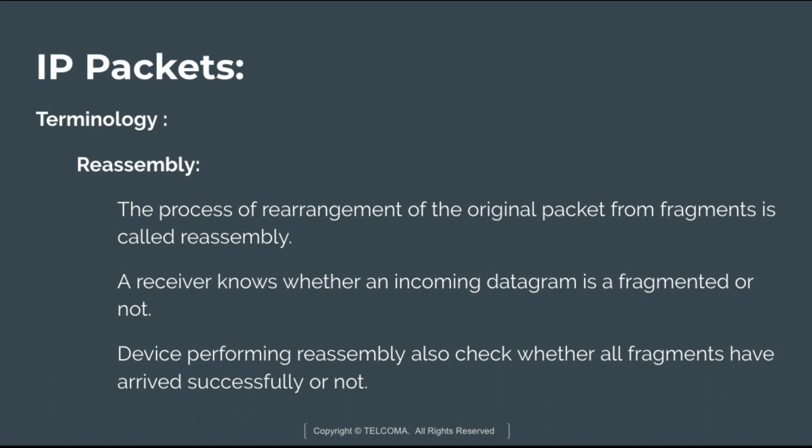Here the process of rearrangement of the original packet from fragments is called reassembling, and here the receiver knows whether an incoming packet is fragmented or not, and according to it the device performs reassembling, and it also checks whether all fragments have arrived successfully or not. So these are the three terminologies: MTU, fragmentation, and reassembling in IP packet. So this is all about IP packets.